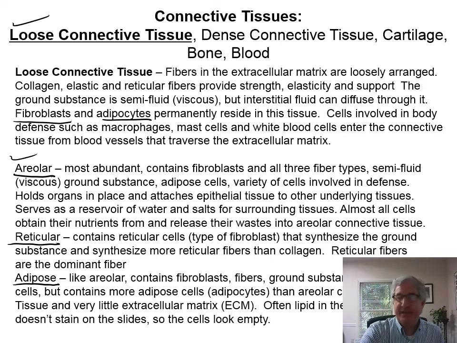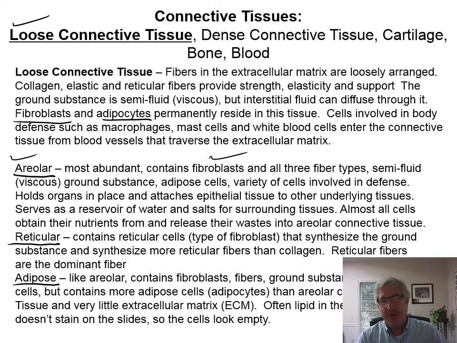It has fibroblasts and all three fiber types. So it has elastic fibers and collagen fibers, as well as the semi-fluid ground substance. It also can contain adipose cells, and the white blood cells and various other cells involved in defense of the body. The areolar tissue holds the organs in place and attaches the epithelial tissue to other underlying tissues. It serves as a reservoir for water and salts for surrounding tissues.